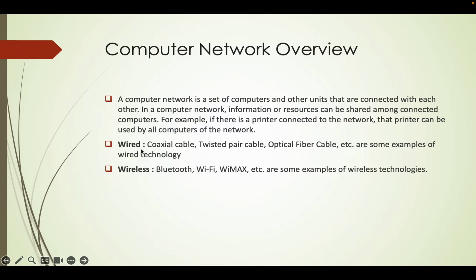The next is wired. In the wired we have coaxial cable, twisted pair cables, optical fiber cables. These are some examples of wired technology that is used for computer networks. In the wireless we have Bluetooth, Wi-Fi, WiMAX, etc. These are a few examples of wireless technologies. So basically a computer network is a set of computers which are interconnected with each other using a certain channel or a medium, and this channel can be either wired, wireless, or a hybrid.